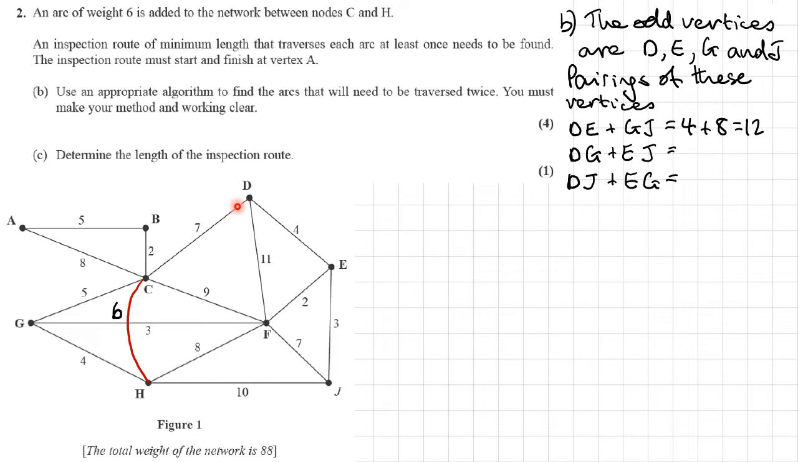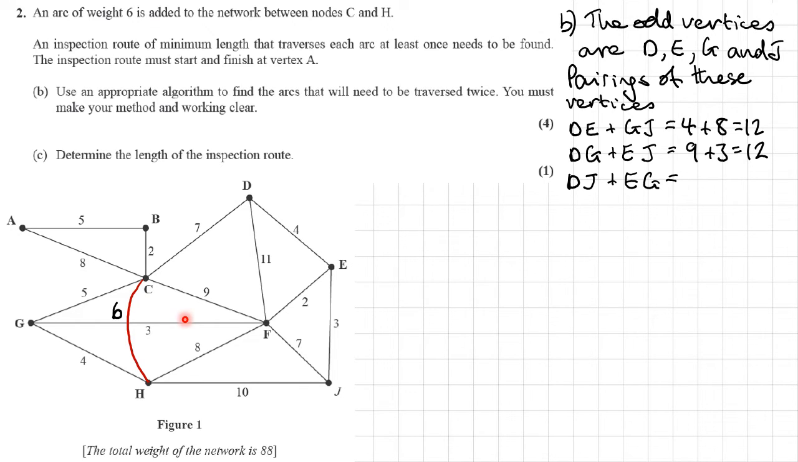Then D to G. So D to G. Again, want to find the lowest weight. Now that looks like this one. 4, 2, 3. So that will give 9. And then E to J, well, I can see that's just 3. So that also has a weight, minimum weight of 12.